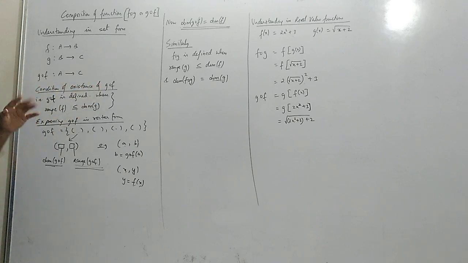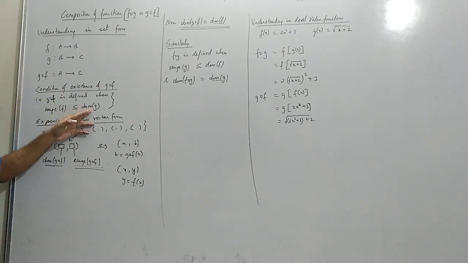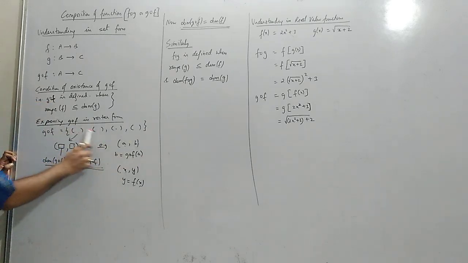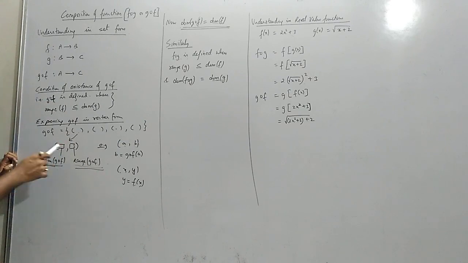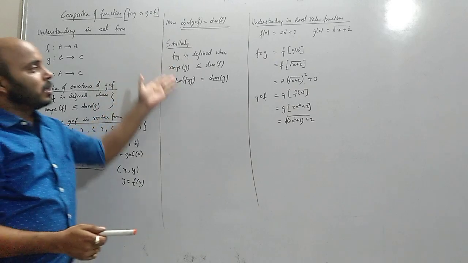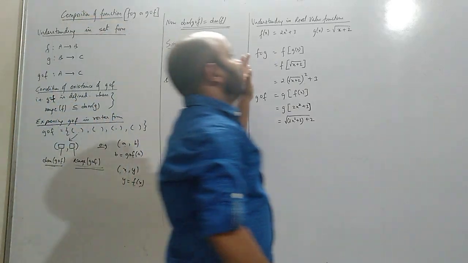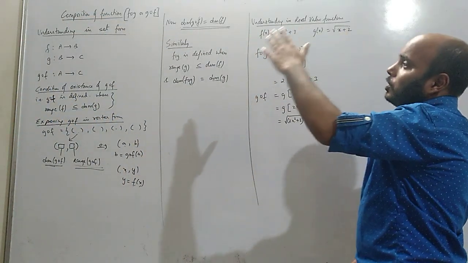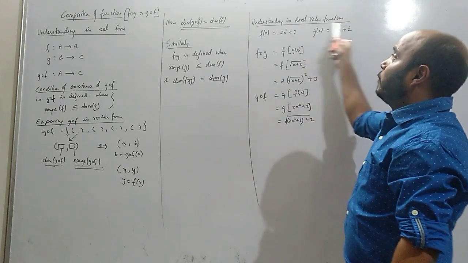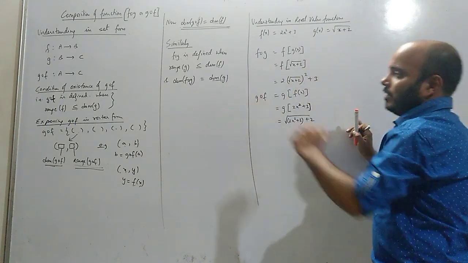GF, when can we say GF exists? When last wale ka range of F is a subset of pehle wale ka domain. And what is domain of GF? Because for writing GF in set form, ordered pair form, we need the first element, that is domain of GF, which is nothing but domain of last wala F. Same goes here. Now if we need to understand GF, FOG in real value functions, that is much easier than what we have there.